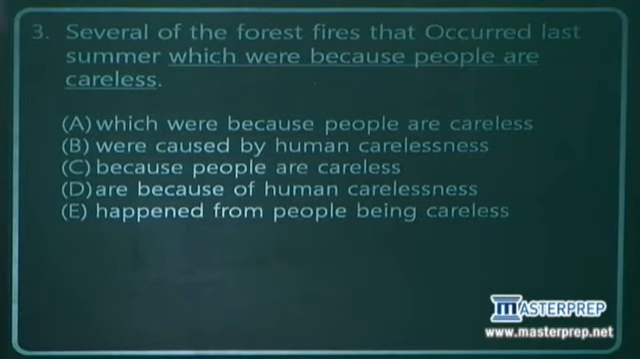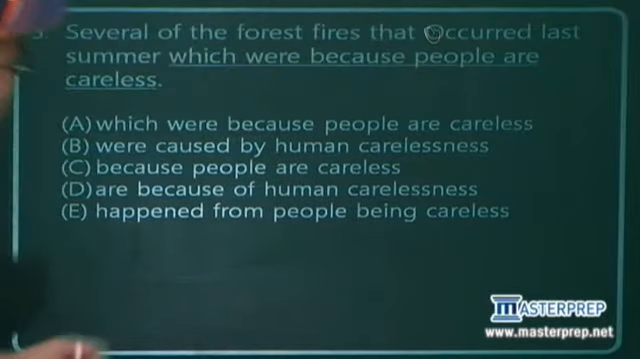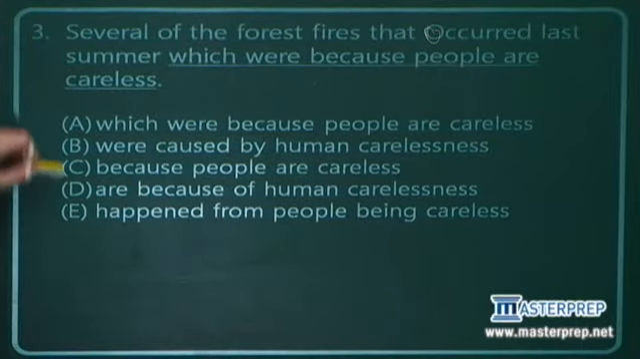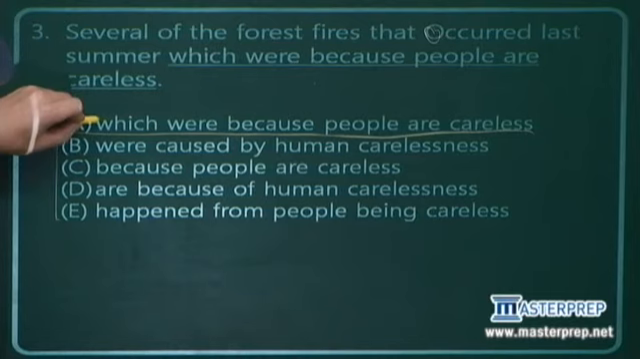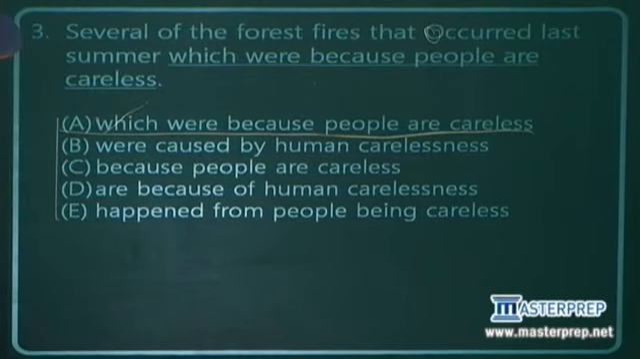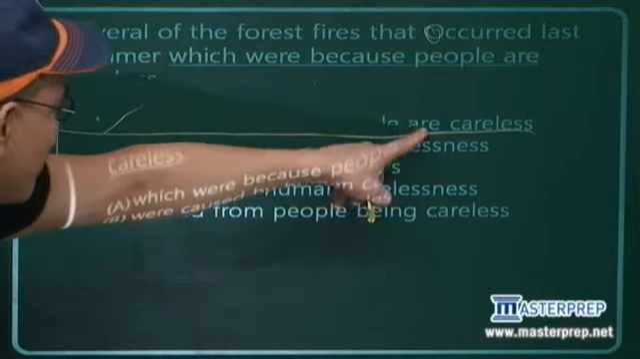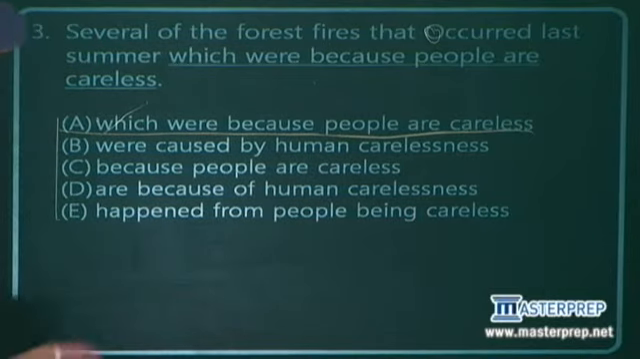Okay, now, I don't know why this is capitalized. It should be a small o. Let's see. We look at the answers. First one first. Okay, now, were because people are careless, which were? I don't like the which. It's a pronoun. Were caused by human carelessness, and this is also passive. Here we have a noun, which is good, but it's passive, so it's weak.